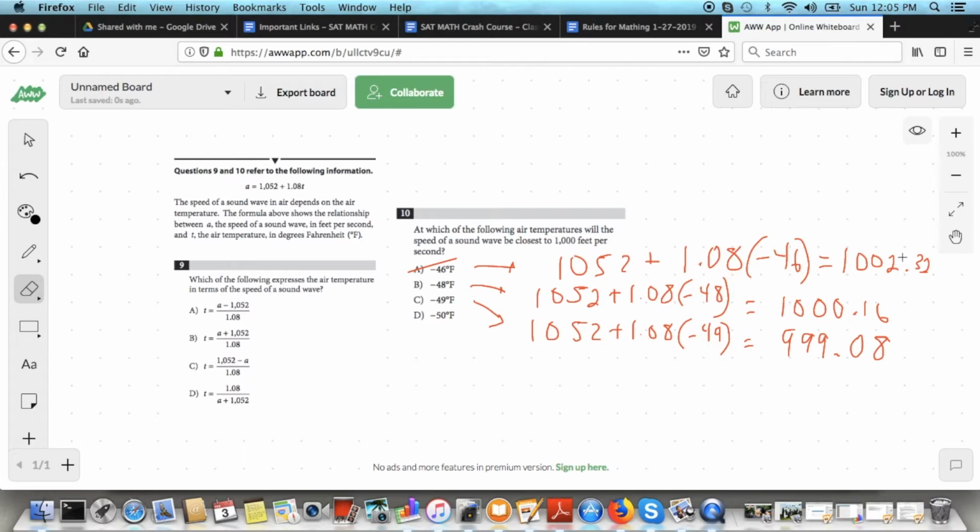And the question is, at which of the following air temperatures will the speed of the sound wave be closest to 1,000 feet per second? So the question is, what's closer, B or C? Which of those two is closer to 1,000? If you look at it, it's pretty clear that it's 1,000.16, because that's only 0.16 away from 1,000, whereas answer choice C is about 0.92 feet per second away. Not a dramatic difference, but clearly answer choice B is closer. I don't even have to worry about D because that's going to be even smaller than 999.08, so we can confirm it. Basic logic comes into play as well.